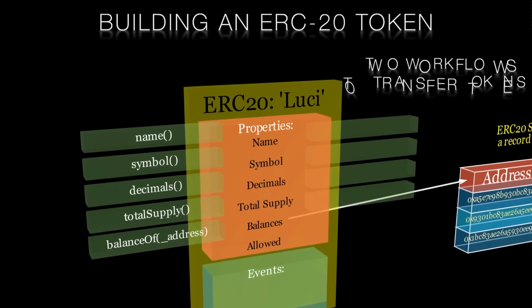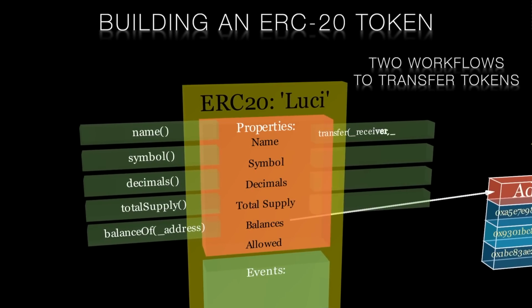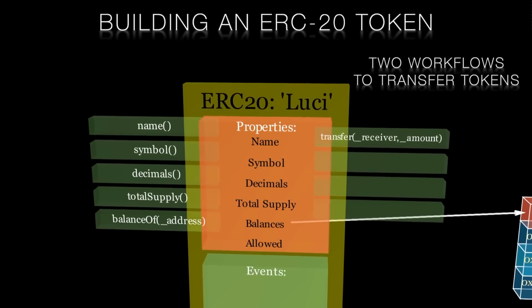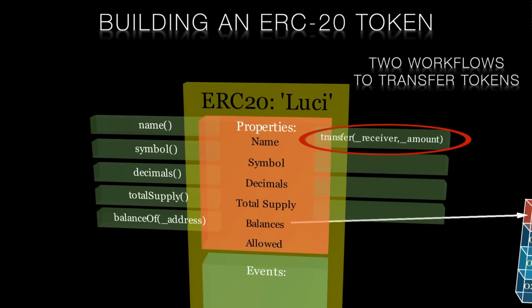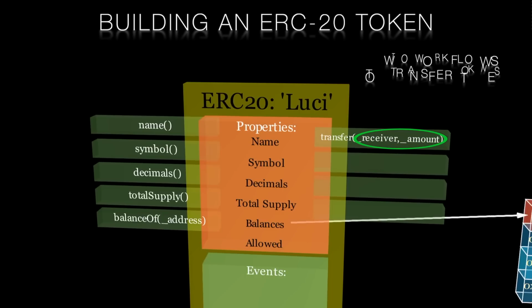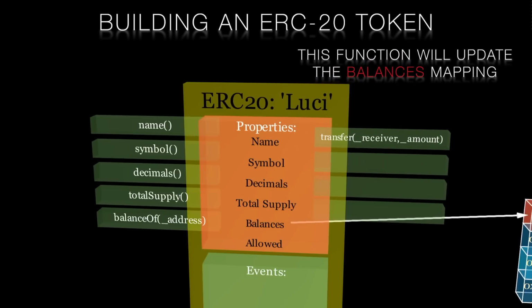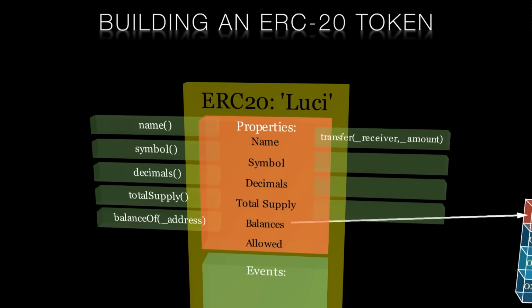There are 2 workflows to support the transfer of tokens. The first is simple and requires a single function called transfer. The spender calls this function and specifies 2 inputs, the amount to be transferred along with the receiver's address. Within this function, the balances mapping will need to be updated, decreasing the spender's balance and increasing the balance of the receiver.